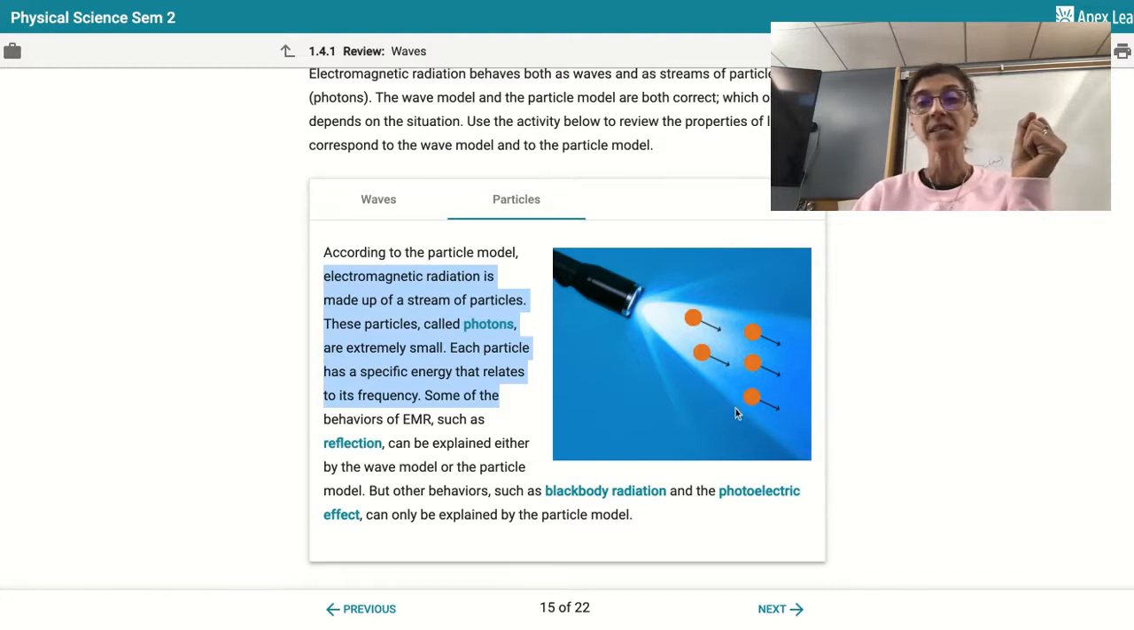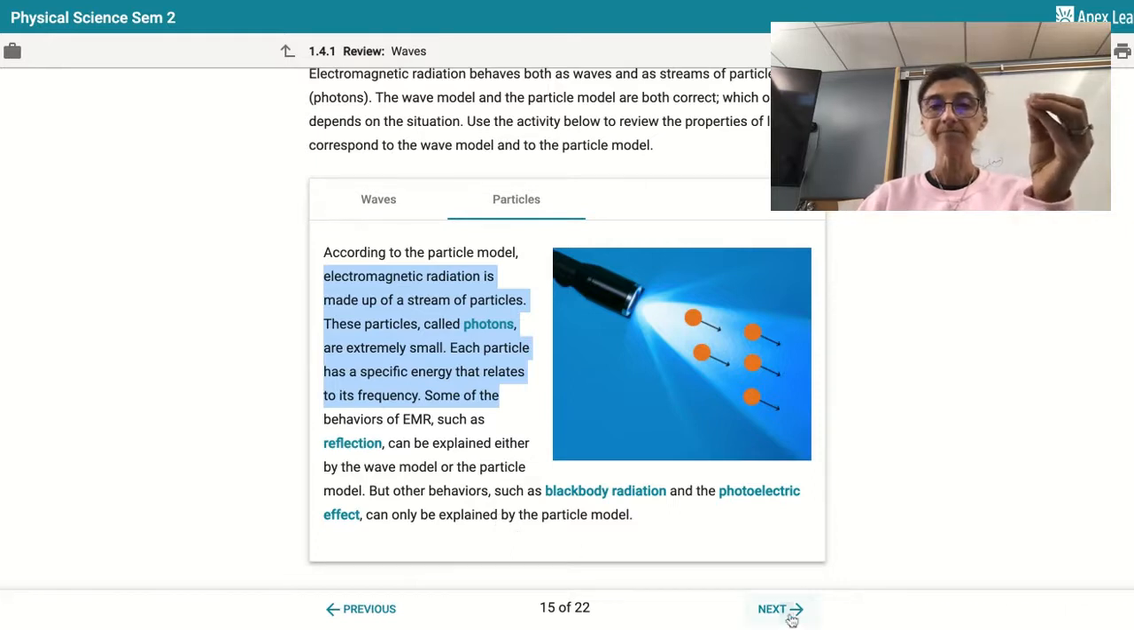The ones you see here in this picture are orange. So they have the orange frequency or the orange amount of energy. If they were purple, they would be higher energy. If they were ultraviolet, they'd be even higher energy than that. If they were infrared, they would be much lower energy than orange. Okay. Behaviors like black body radiation and the photoelectric effect can be explained only by looking at the particle model of light.